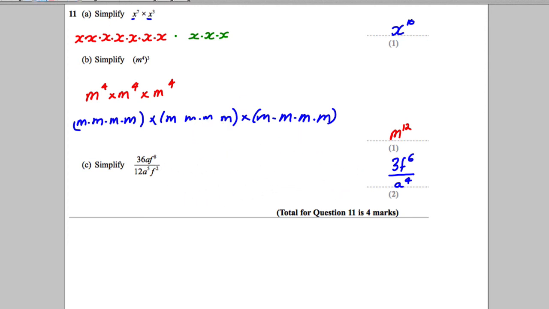And basically what we could have done is divided the top and bottom by 12. So that would have cancelled and you'd be left with 3 there. And you could have also divided the top and bottom by an a. So that would have ended up being a to the power of 4. And you could divide the top and bottom by an f squared, so that would be f to the power of 6. Hence, 3f to the power of 6, all divided by a to the power of 4, which is what we wrote there. So either way, that works for you.